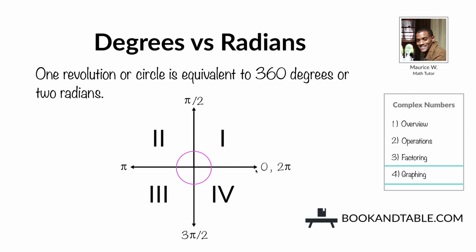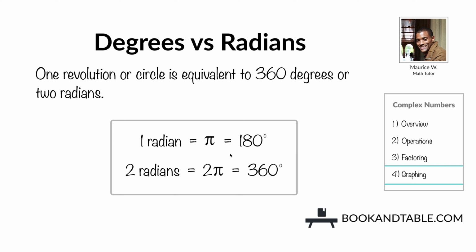2 pi radians means you start at 0. You go halfway around, so that's 1 pi radian. You go the remaining half around, so you get to 2 pi radians. So that means halfway between 0 and 1 pi radian, we have half a pi radian. And halfway between pi radians and 2 pi radians, we have 1.5 pi, or 3 pi over 2 here. 1 pi radian is equal to pi, which is equal to 180 degrees. And 2 pi radians is equal to 2 pi, which is equivalent to 360 degrees.